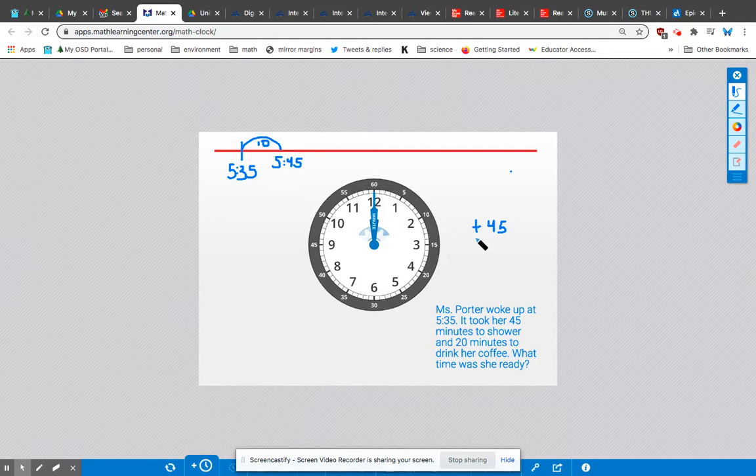So I did 10 of the 45 minutes. That means I have 35 minutes left. Let me cross this off and put 35 so I don't confuse myself. All right, so I'm at 5:45. I could jump 30 minutes because I know 30 is 15 plus 15. So 5:45 plus 15 would put me at 6 o'clock.